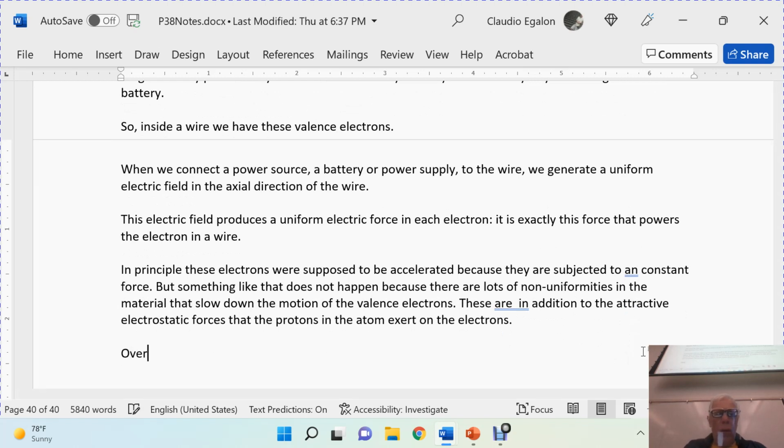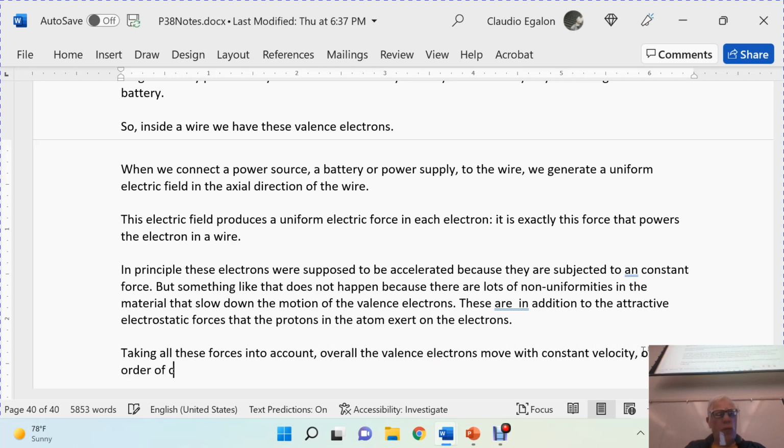Overall, taking all these forces into account, the valence electrons move with constant velocity, on the order, it's possible to calculate by the way, on the order of centimeters per second along the wire.